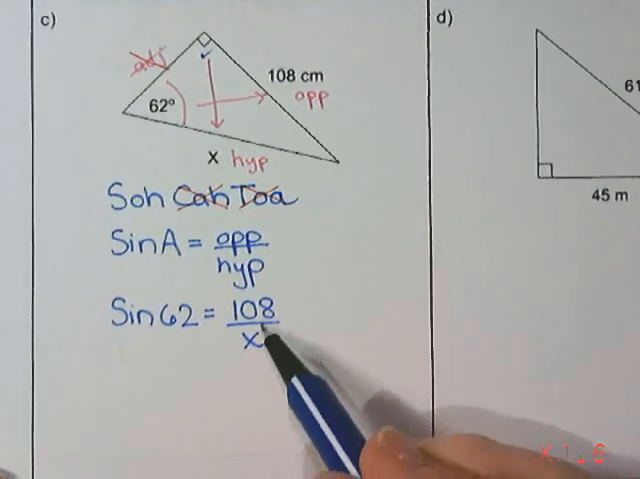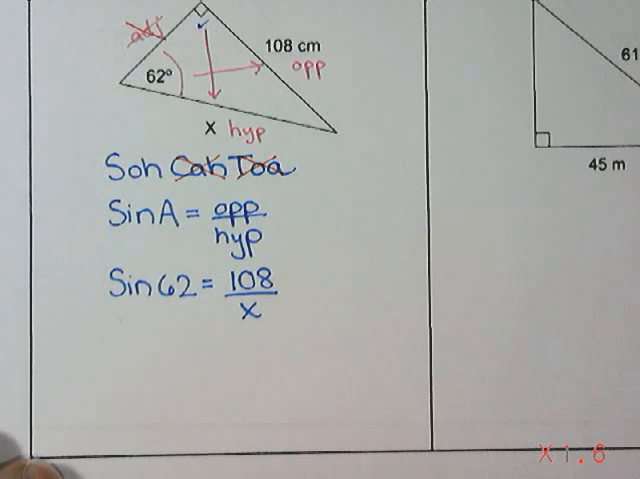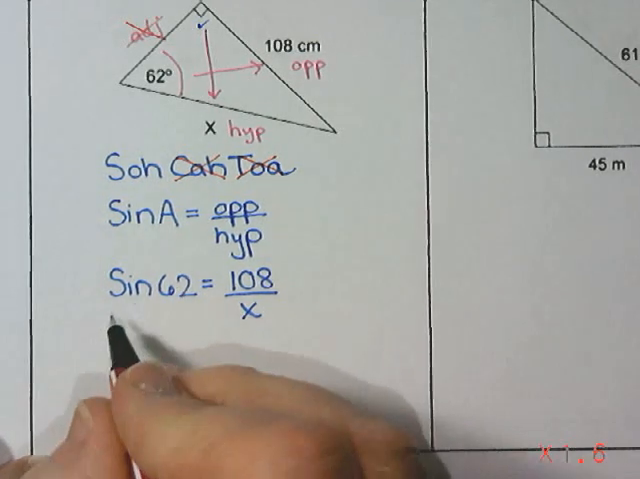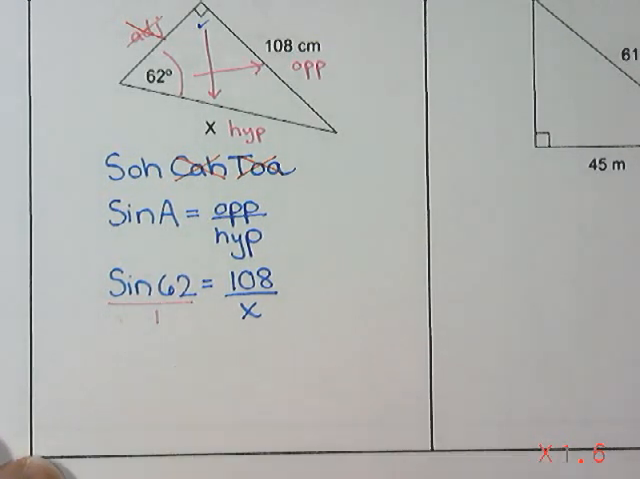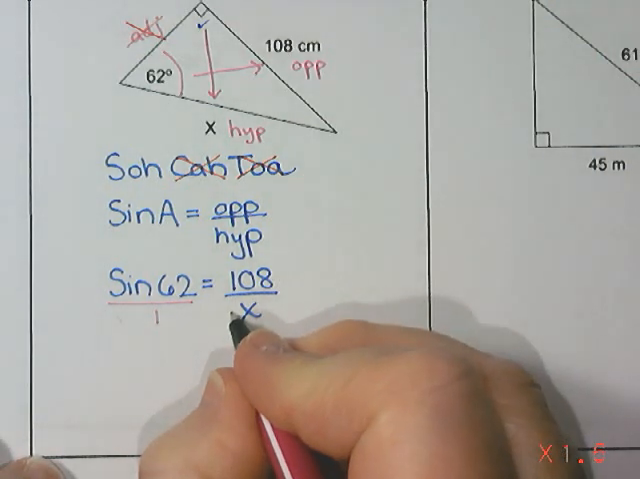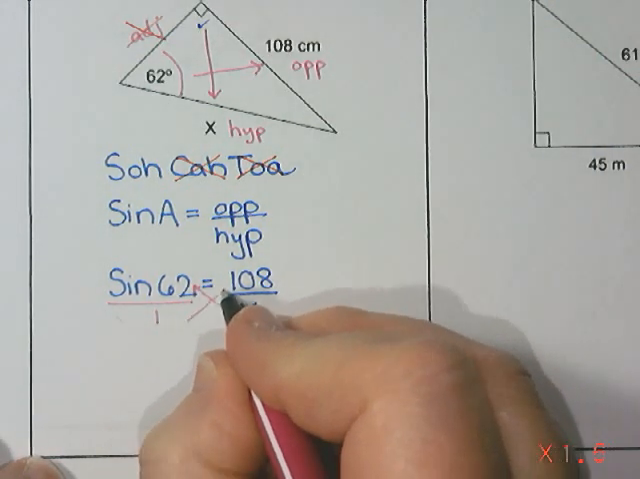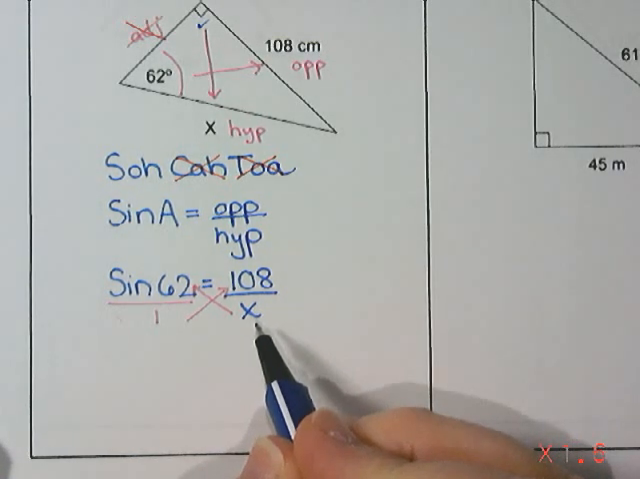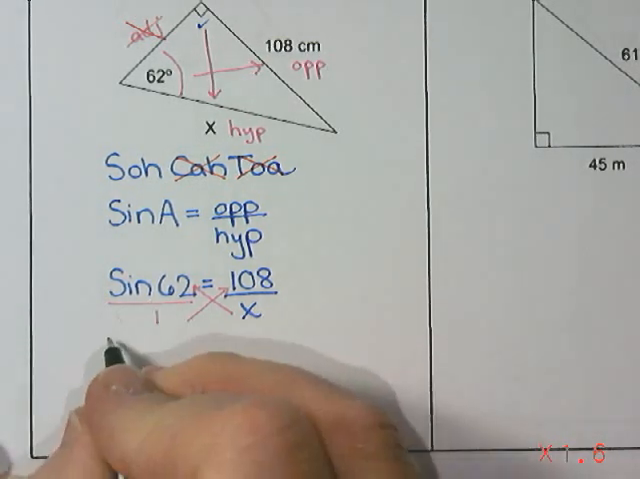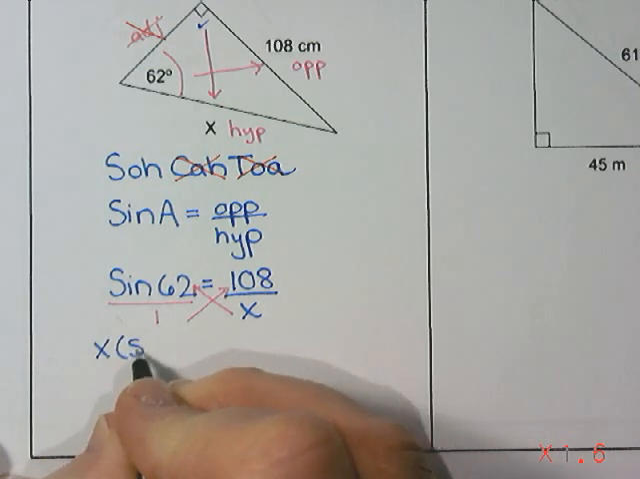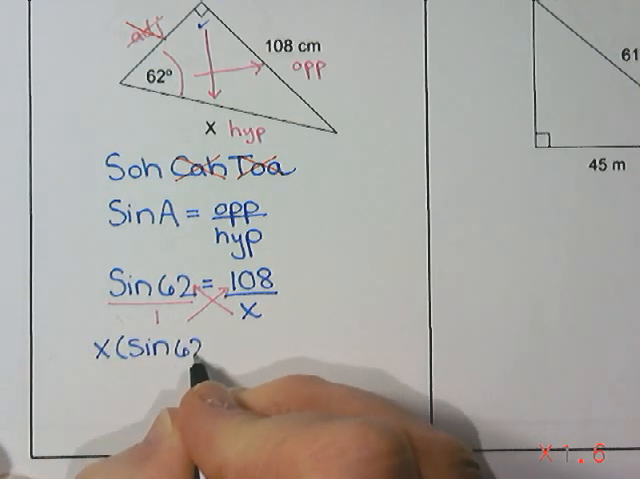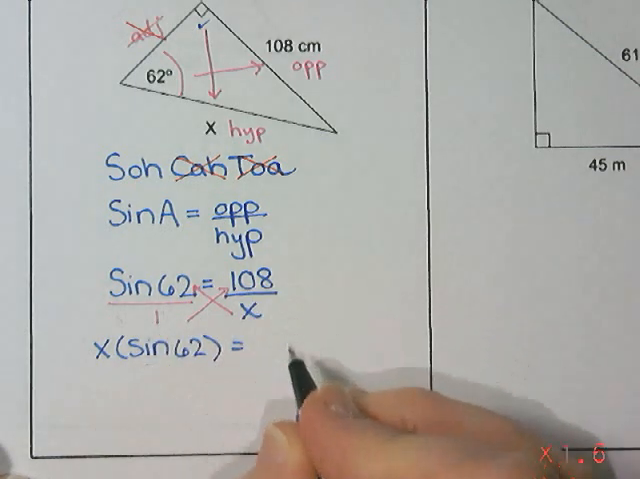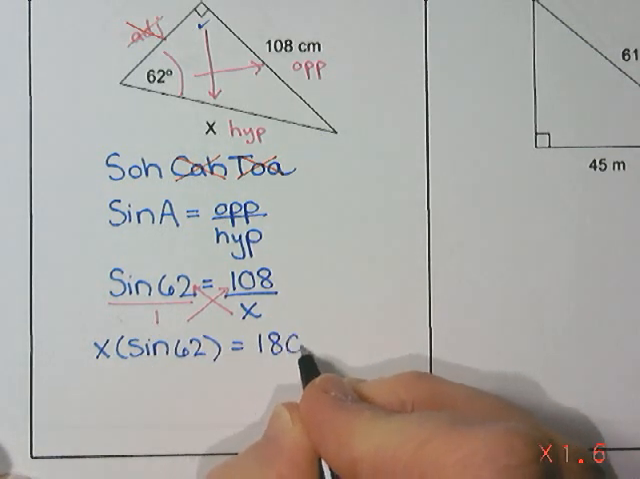Because I have a fraction, I like to cross multiply. The sine of 62 is secretly over 1, and then I am going to multiply the denominator from each side by the numerator of the opposite side. So I would have x times sine of 62 equals 1 times 108, which is 108.